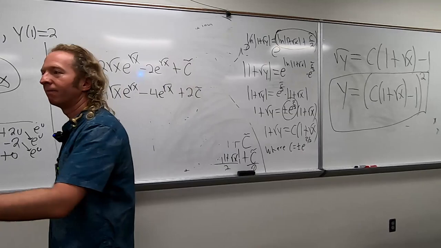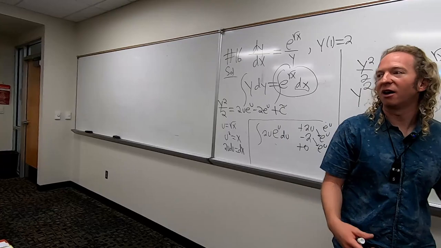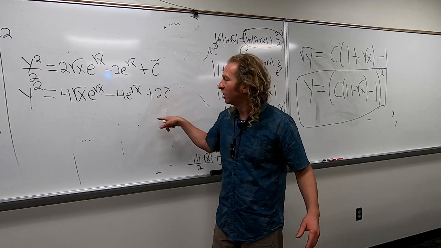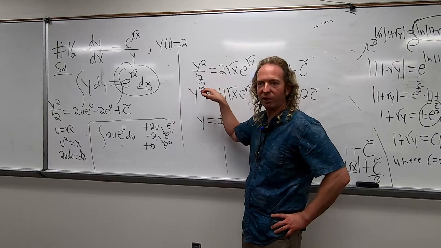Yeah, you can just call that c. Yeah, I would have done that. Go for it. Just call this c, right? So rename it and call it c. Let's take the square root. So you get y equals plus or minus, right? When you take the square root of a variable, you get a plus or minus.